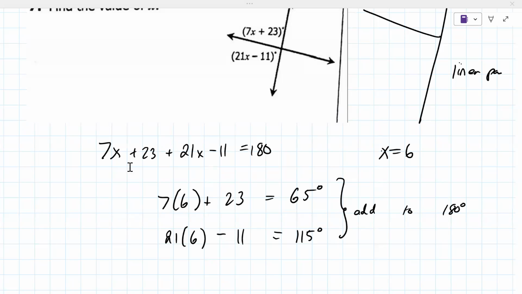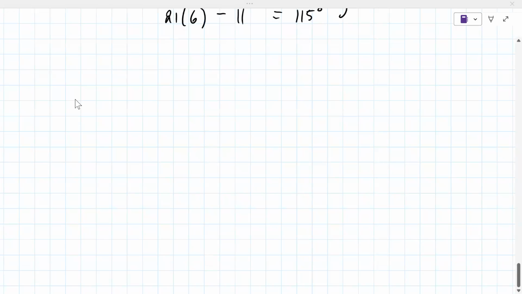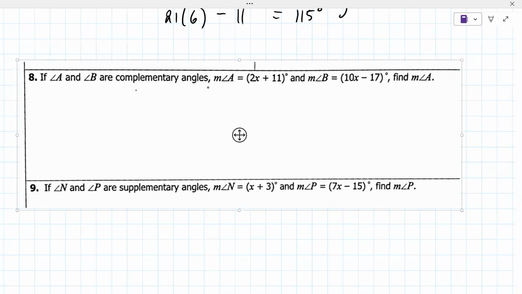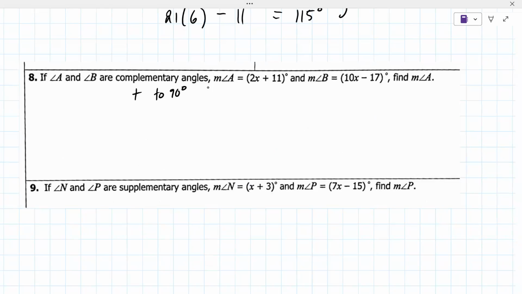I'm going to put up a couple more problems here for you to think about if you want to. These add to 90. These add to 180. I don't have the answers, but you can probably figure them out if you really need to. So we'll call that good for today.